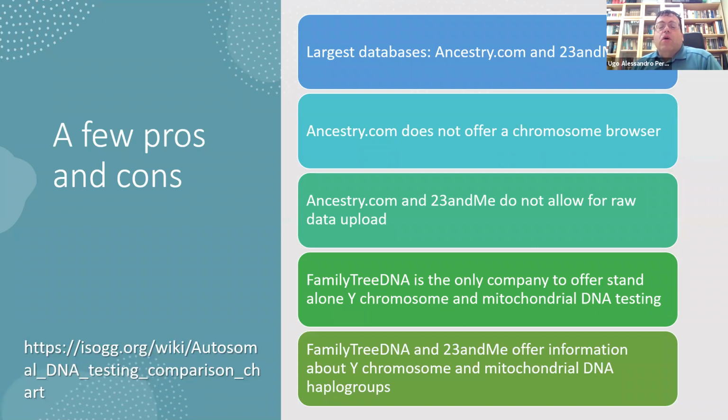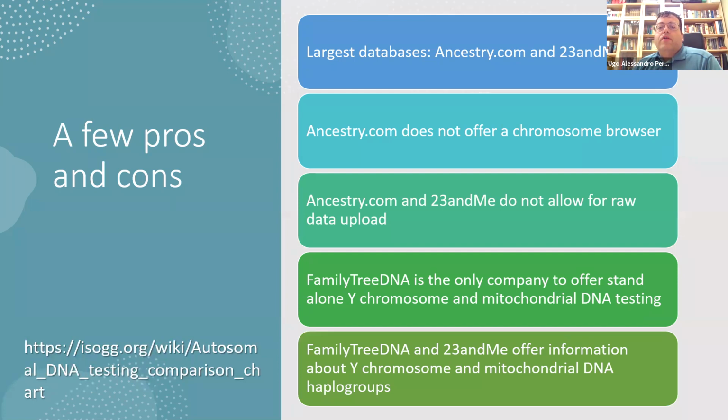Ancestry.com does not offer a chromosome browser, which is a tool that allows you to compare and view each chromosome and see which sections you overlap with somebody else. That allows you to do some triangulation, which allows you to find a common ancestor between two or more people. That can be bypassed by downloading the data from Ancestry.com and uploading it to other databases that allow uploading and do provide a chromosome browser. So, for example, you can download your DNA data from Ancestry.com and upload it to Family Tree DNA and use the Family Tree DNA chromosome browser.